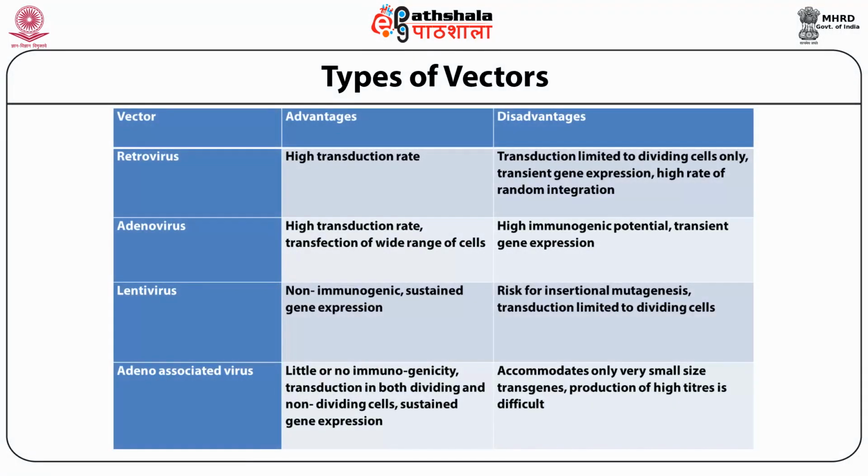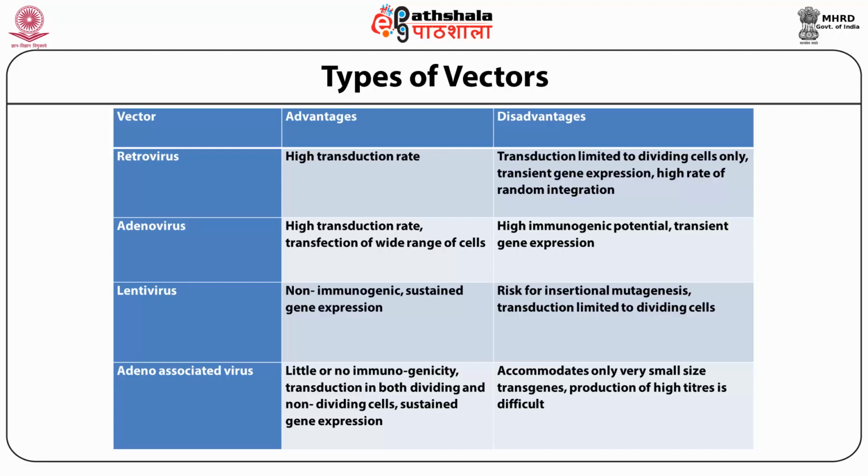This table shows a comparison of different viral vectors. As you can see, retrovirus has the advantage of a high transduction rate, and adenovirus also shows a high transduction rate. In the case of lentivirus, immunogenicity is not there and sustained gene expression is seen, whereas the disadvantage is that there are chances of insertional mutagenesis and transduction is limited only to dividing cells.